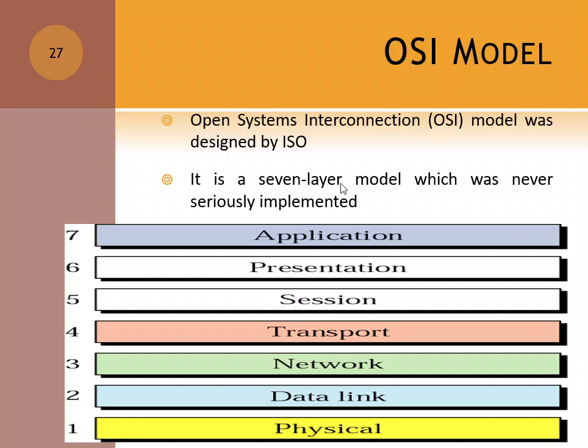Okay, kalau tadi kita tengok internet model, we have 5 layers, starting from physical layer, data link layer, network layer, transport layer, and application layer. For OSI model, it has 7 layers. Okay, 7 layer model, which was never seriously implemented.